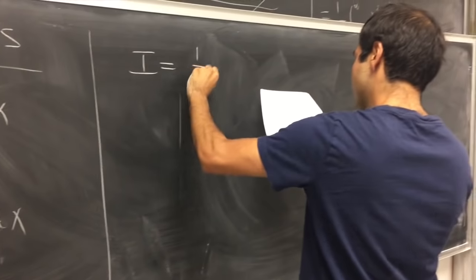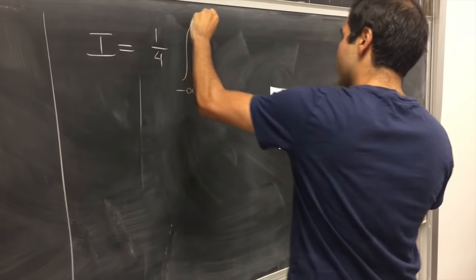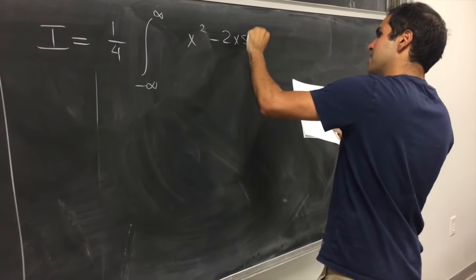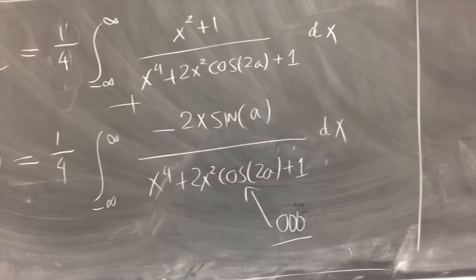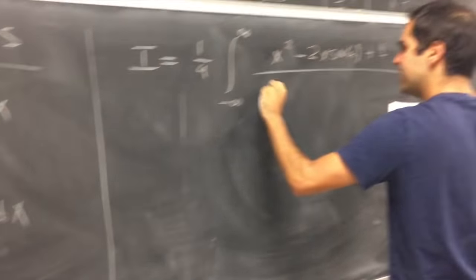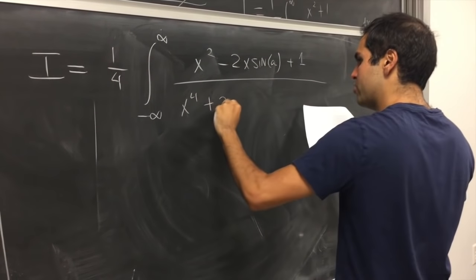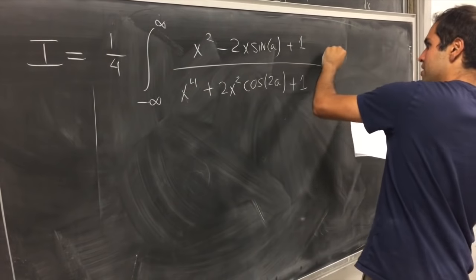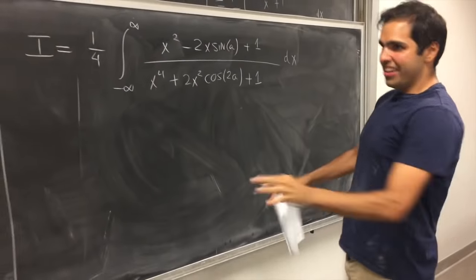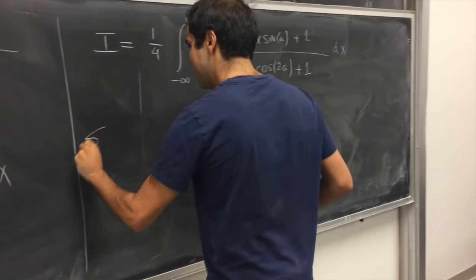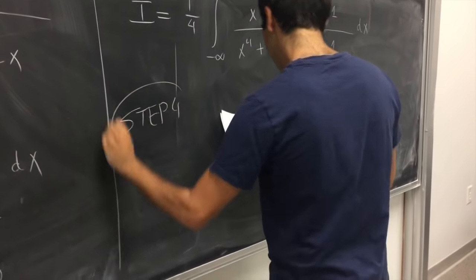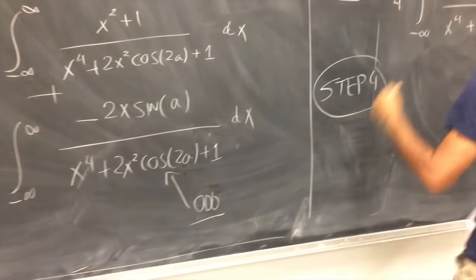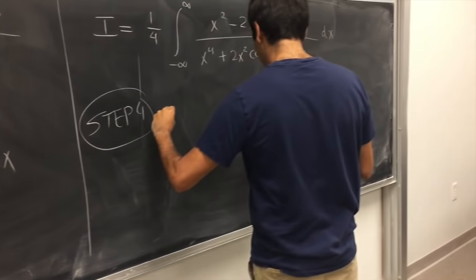So I equals 1/4 integral from minus infinity to infinity of x squared minus 2x sine of a plus 1 over x to the 4th plus 2x squared cosine of 2a plus 1 dx. Okay, that was a clever observation. Next step. Okay, I know you've been dying to expand out this cosine of 2a. So let me relieve you of your suffering.